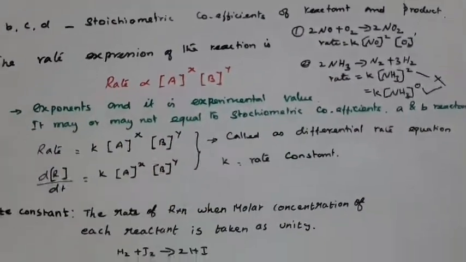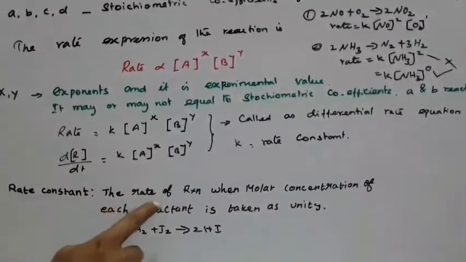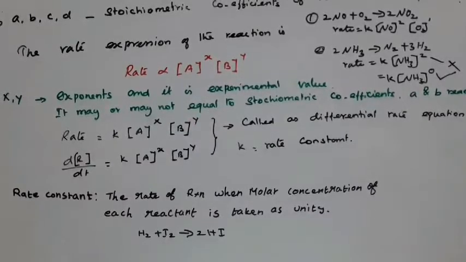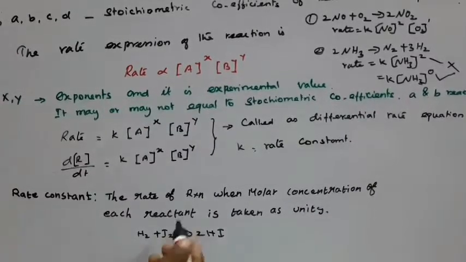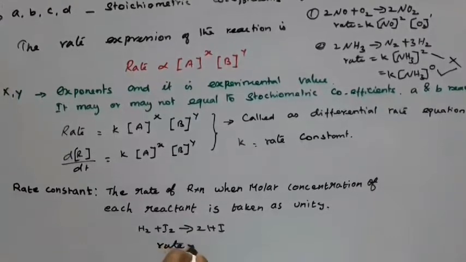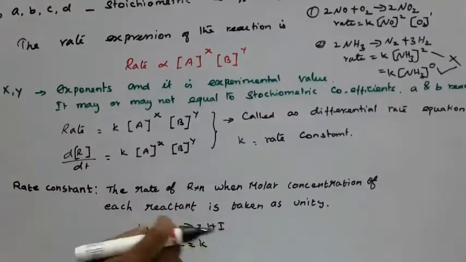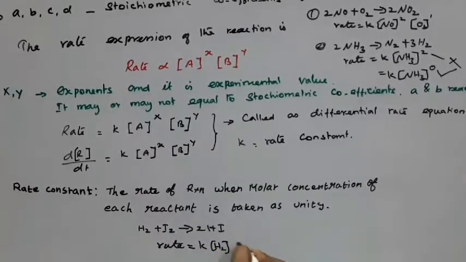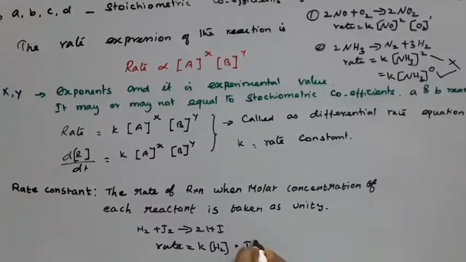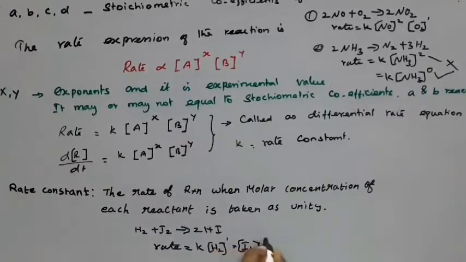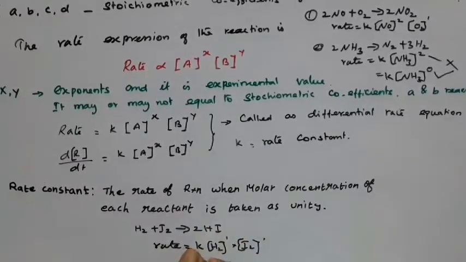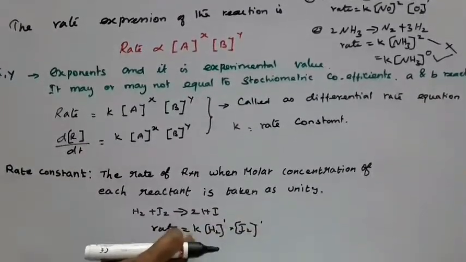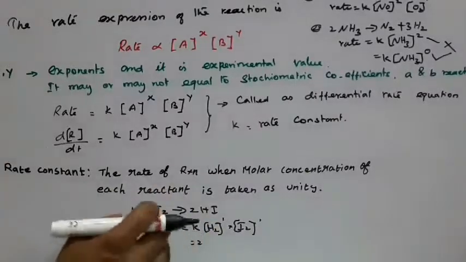Here you see that the rate constant equals the rate of reaction when the molar concentration of each reactant is taken as unity. For example, rate equals the rate constant times the molar concentration of reactant H2 and the molar concentration of reactant I2. Here 1 plus 1 is 2, so the order is 2. So the rate constant k becomes unity.